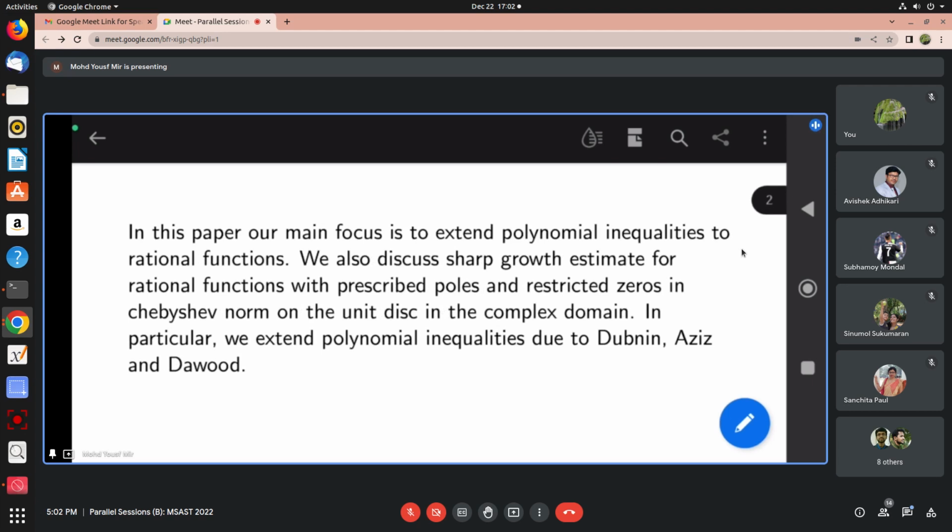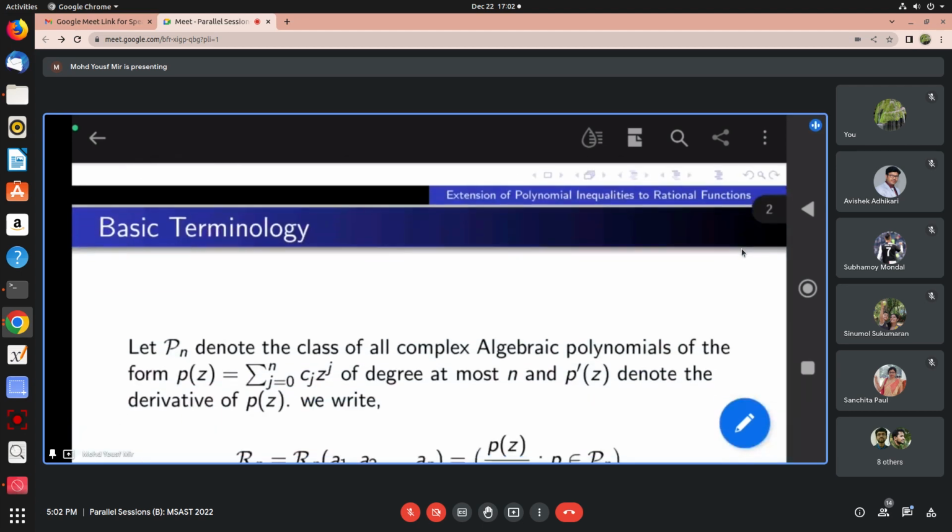This is the abstract of this paper. In this paper, our main focus is to extend some polynomial inequalities to rational functions. We also discuss Schur-type estimates for rational functions with prescribed poles and restricted zeros in the Chebyshev norm on the unit disk in the complex domain. In particular, we extend polynomial inequalities due to Dubinin, Aziz, and Dawood. This is the basic terminology.